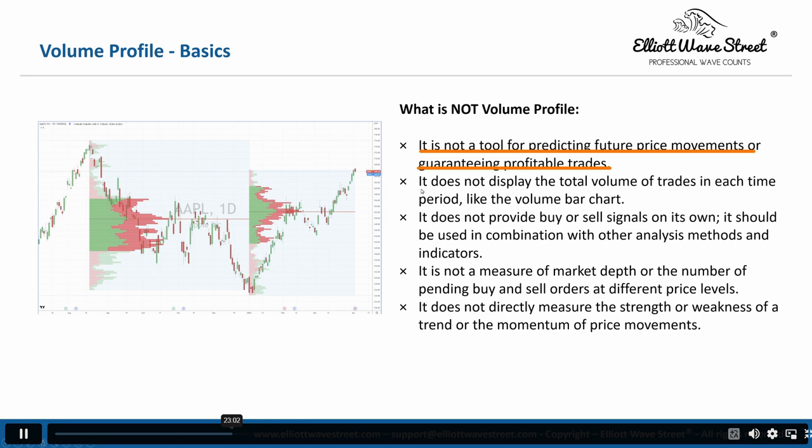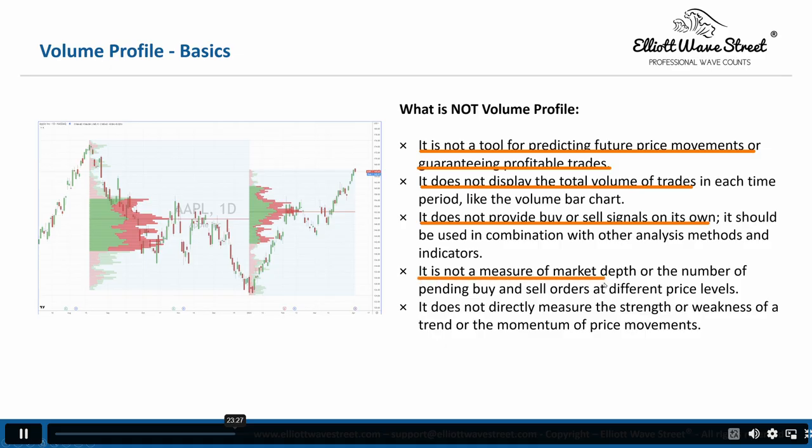It does not display the total volume of the trades. That is not the right tool. If you want to check the real volume, this is not a tool to use, of course. It does not provide buy or sell signals on its own, but we are going to create here a trading system where we can use it to trade with this technique.